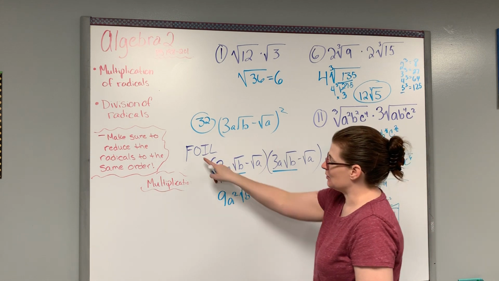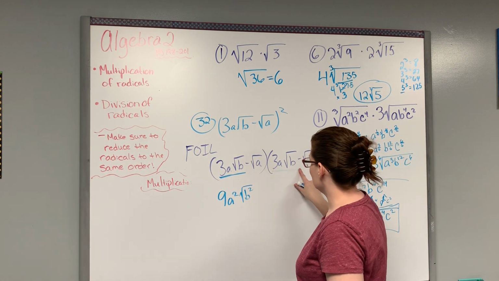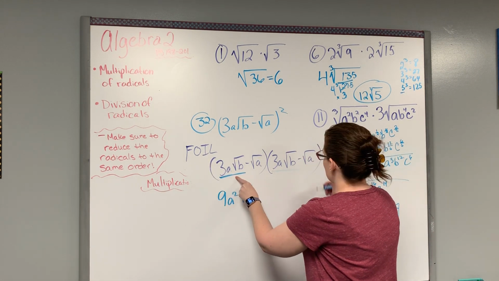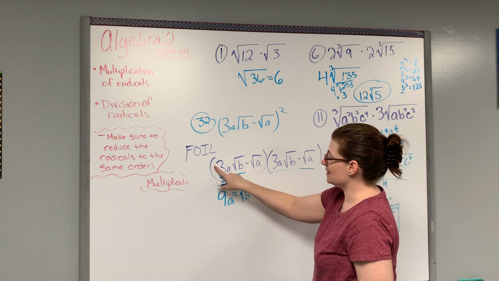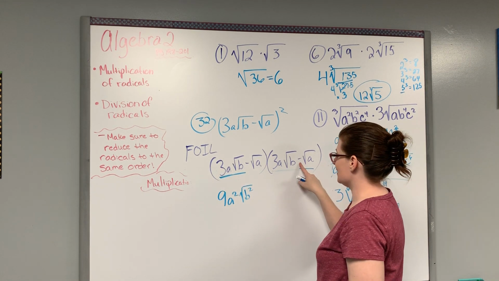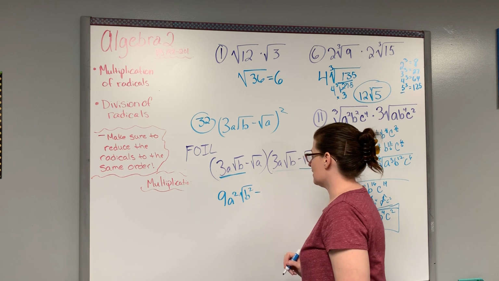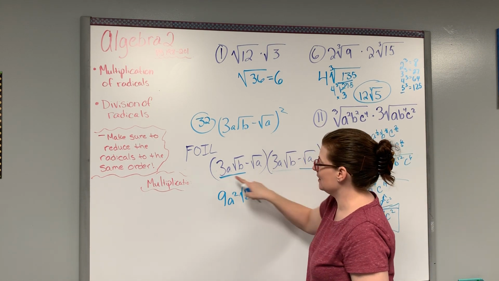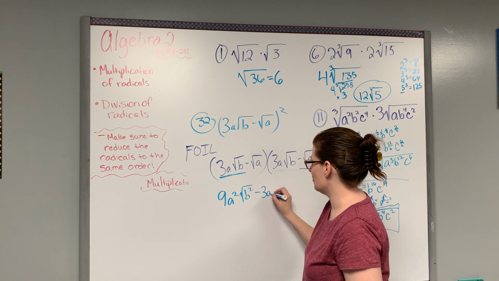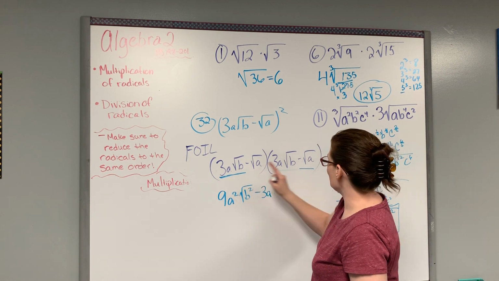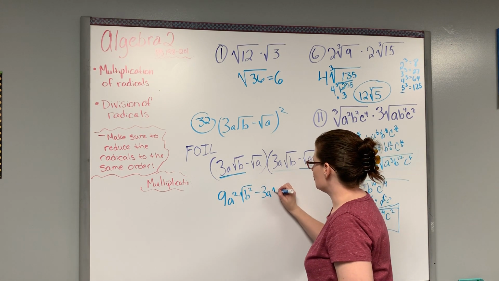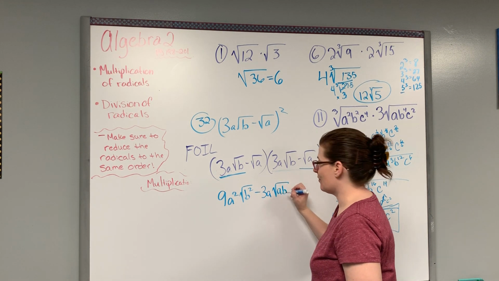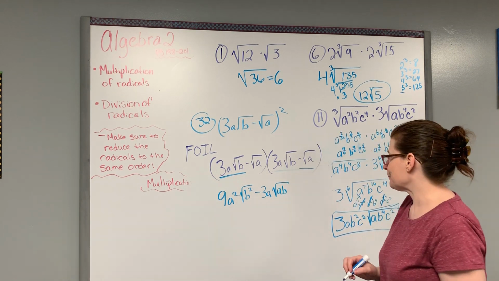Okay, that's the first. On the outside, I take my outer, which would be this one and this one. This is a positive because there's no sign here, and that's a negative, so our sign will be a negative. There's nothing on the outside, so that's a 1 times 3A, so this has to be 3A. And then radical B times radical A is just radical AB, and we write them alphabetically.